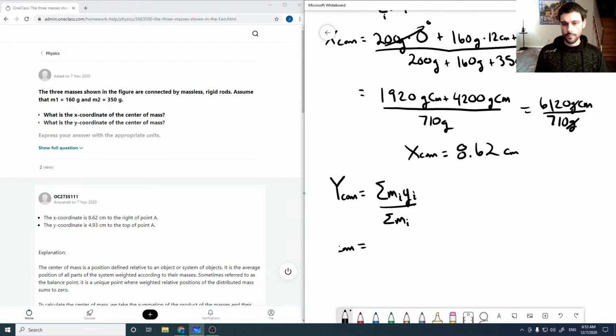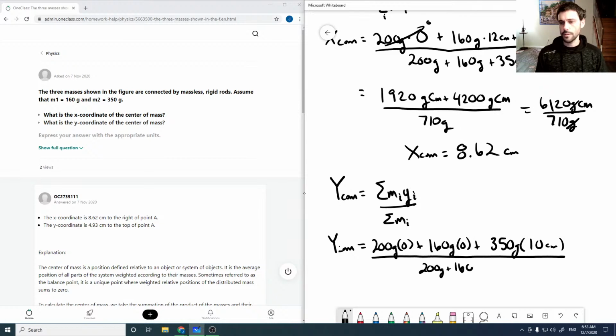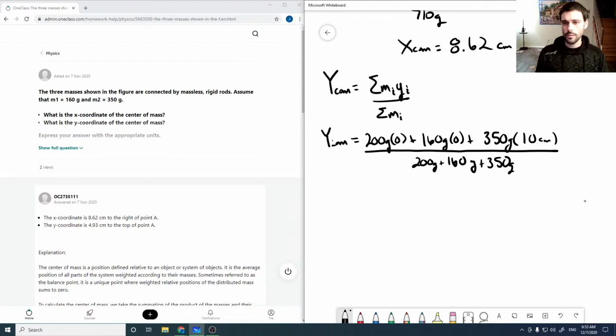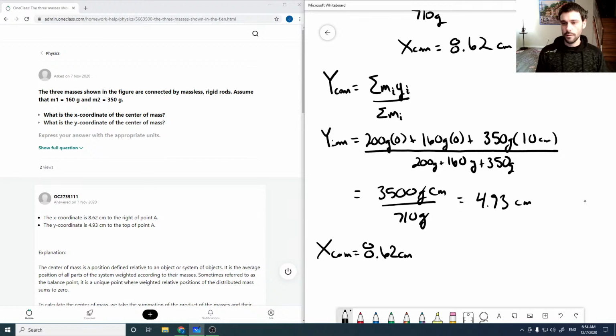So our y center of mass is just going to be 200 grams times 0 plus 160 grams times 0 plus 350 grams times 10 centimeters, all over the 200 grams plus 160 grams plus 350. And so this is equal to 3,500 gram centimeters over 710 grams. These grams will cancel, giving us 4.93 centimeters. And so our x center of mass is 8.62, and our y center of mass is 4.93.